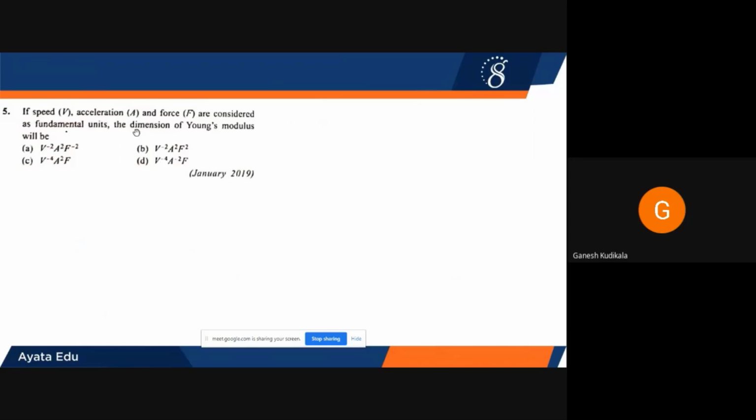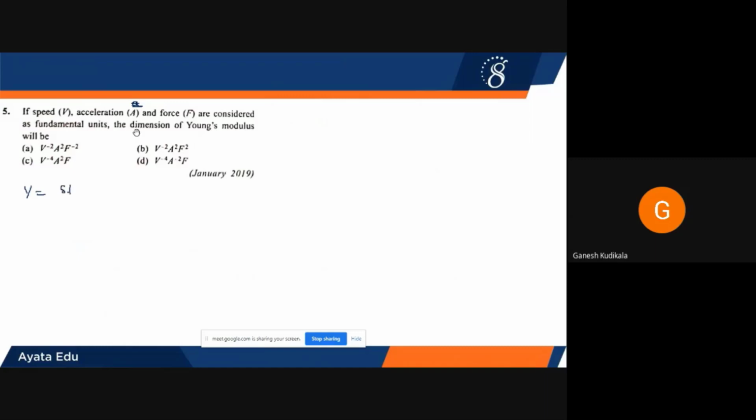Okay. If speed v, acceleration a, instead of acceleration capital A, I'll use small a, right? Or we can continue, no issue, because even force F is also considered as a fundamental unit. The dimensional formula for Young's modulus will be, first of all, Young's modulus is stress by strain.